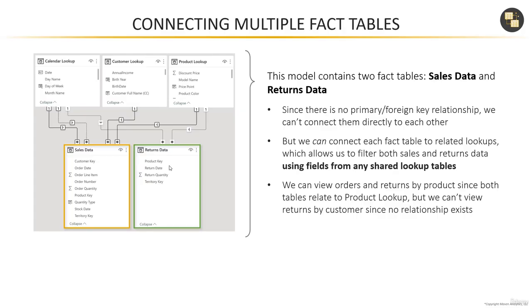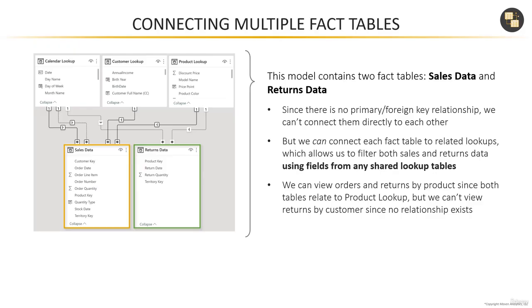And what this means is that we could view order quantity and return quantity by any field in the product lookup table, like the product name, product color, or SKU, because we have relationships between each of our fact tables, right? Sales data and returns data.